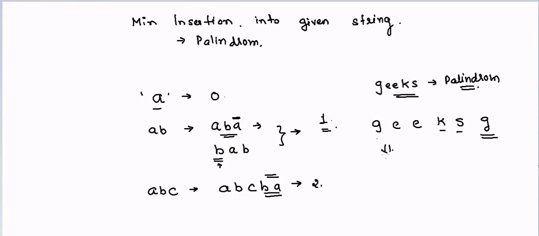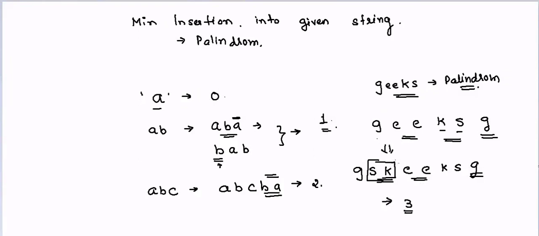So I can create something like this: G, S, K. I'm inserting SK over here. E and E are already a palindrome because they both are matching. K and S, the reverse of it, and G. So you can see that I have inserted only 3 characters, SK over here and G at the end, and I have created geeks into a palindrome string. Now let's think how to create an algorithm and pseudocode out of it.